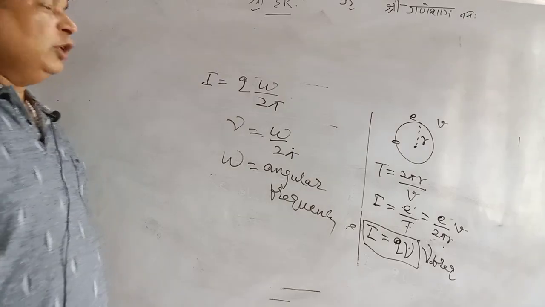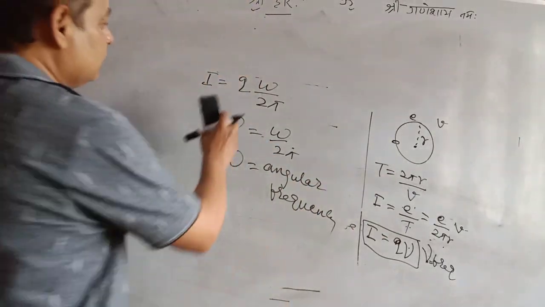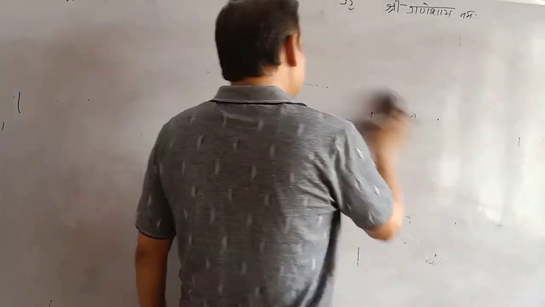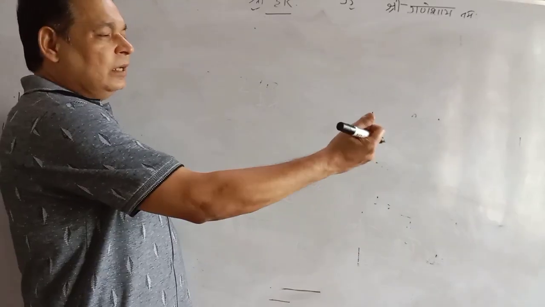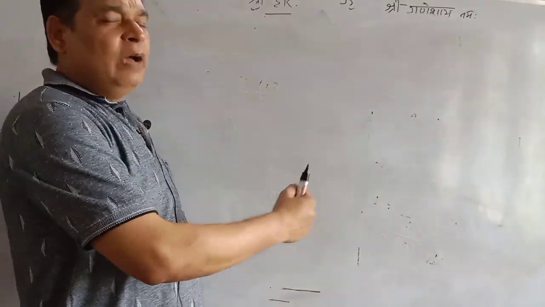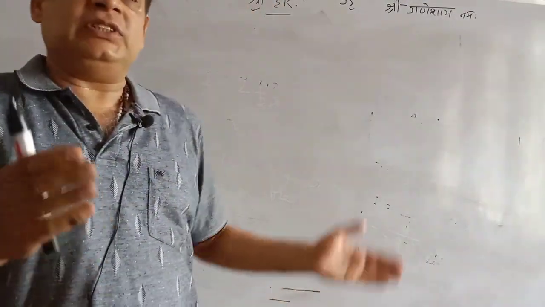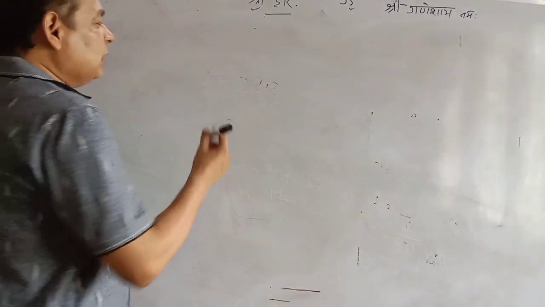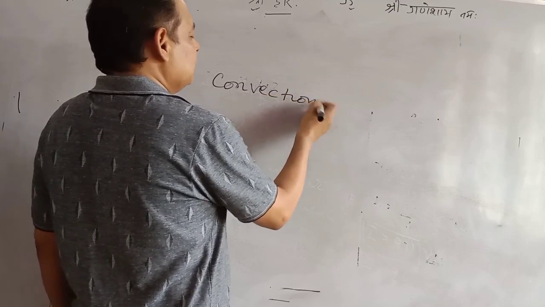So due to revolution of charge, we can find out current in this way. Third one, current might be due to convection of charge. Suppose I am taking charge in my hand and I am moving with some speed in a particular direction. Due to motion of this charge, current will be caused. And this type of current will be called convection current.